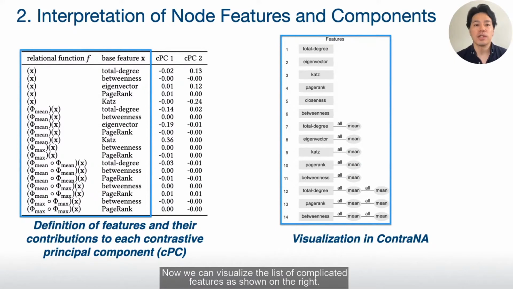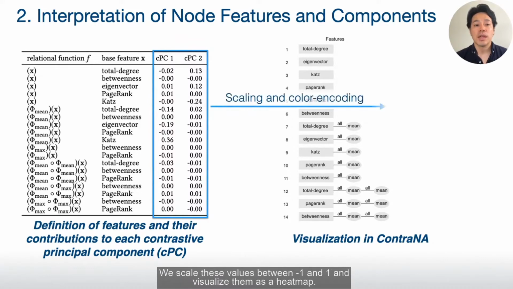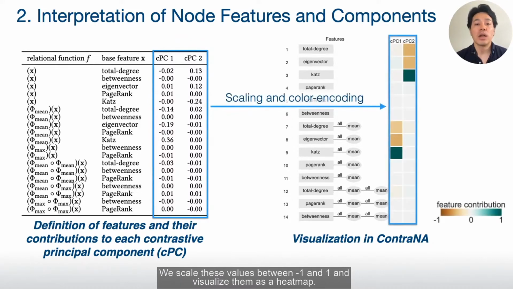Now we can visualize a list of complicated features as shown on the right. The remaining information for interpretation is each feature's contribution to each component. We scale these values between -1 and 1 and visualize them as a heat map. A feature either being close to -1 or 1 has a strong contribution to the corresponding component.